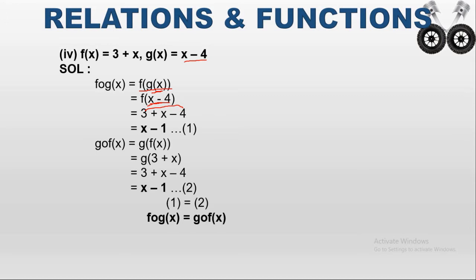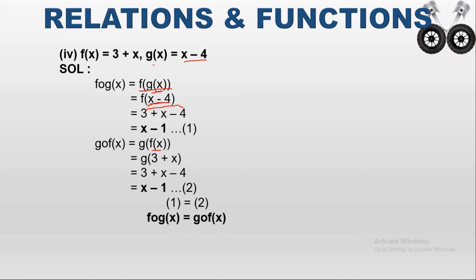Next we have to find the value for g composition f of x. So that can be written as g of f of x. So first you have to substitute the value for f of x. So what is the value for f of x? The f of x value is 3 plus x. So that is g of 3 plus x.